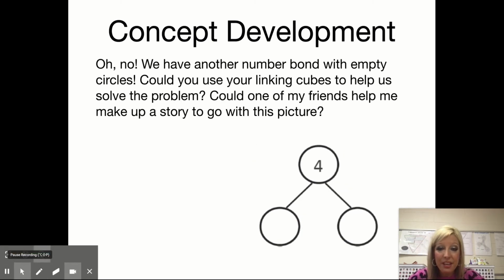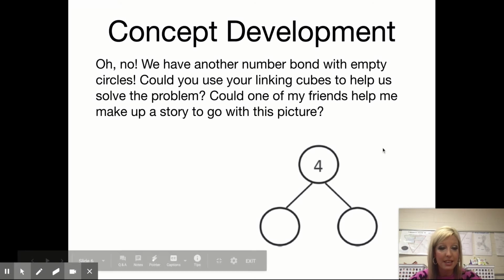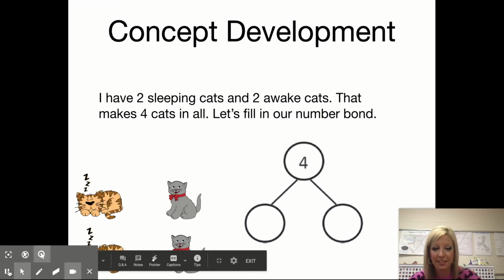Let's try another one. Oh no, we have another empty number bond with empty circles. Could you use your linking cubes to help us solve the problem? Could one of my friends help me make up a story to go with this picture? So now how many are we starting with? Very good, we're starting with 4, and we want to break those into how many parts? 2. Go ahead and pause the video and work with your home learning partner to come up with a story that could match the situation.